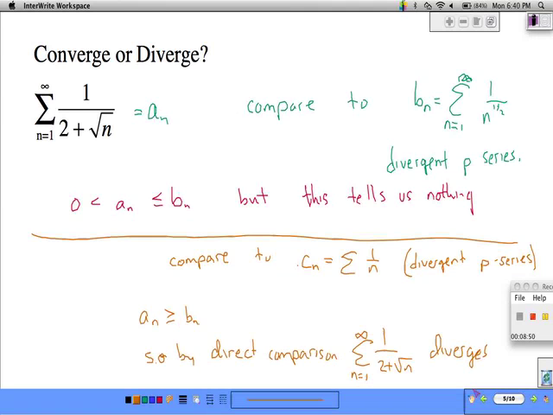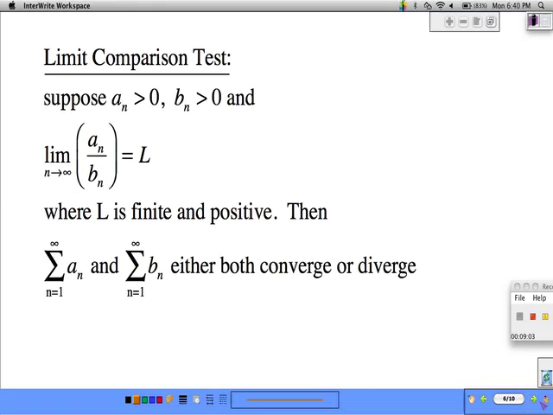With these comparison tests, you are using something that you're familiar with, something you know the convergence for, whether it converges or diverges. The next test is another limit test, or another comparison test. It's the limit comparison test.